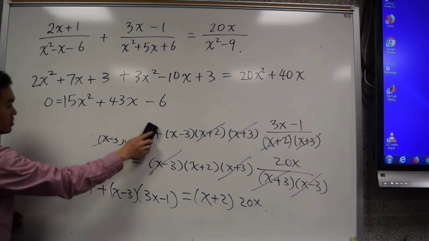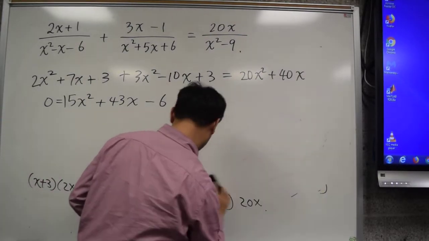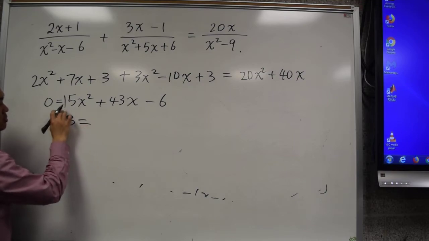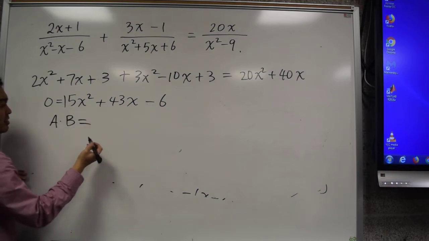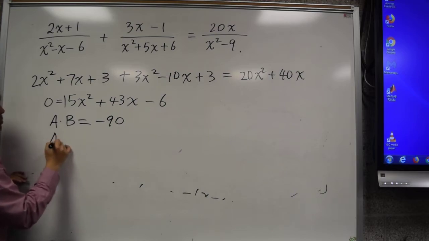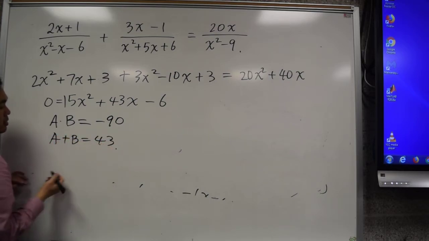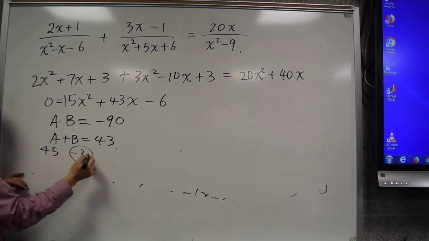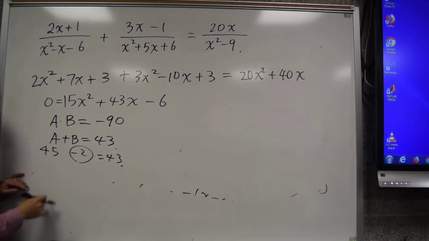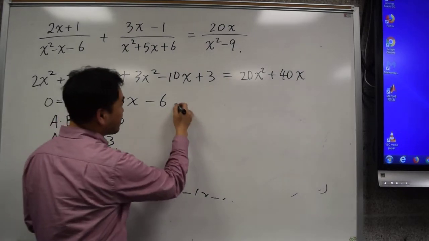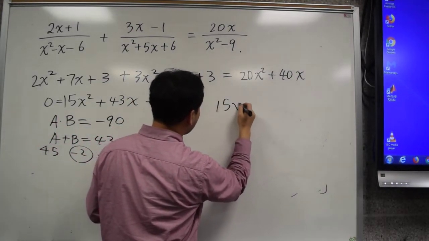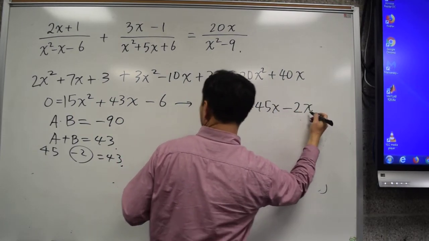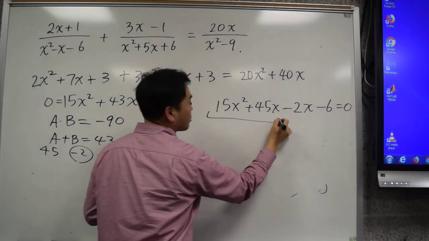So if you look for the two numbers that multiply to a times b equals 15 times negative 6, what's that? That's negative 90. And a plus b equals 43. Those two numbers are 45 and negative 2. Negative 2 times 45 is negative 90. If you add these two, you get 43. Okay, so what you can do is now split the middle part into 15x squared plus 45x minus 2x minus 6 equal to 0, and then factor by grouping.